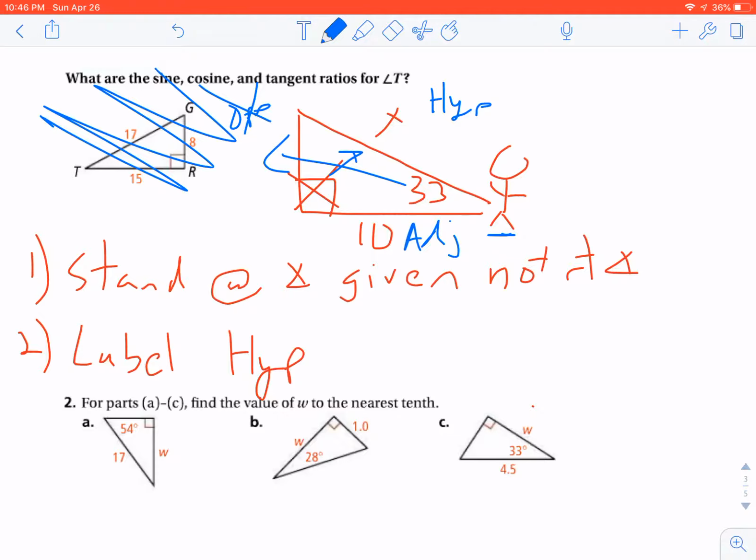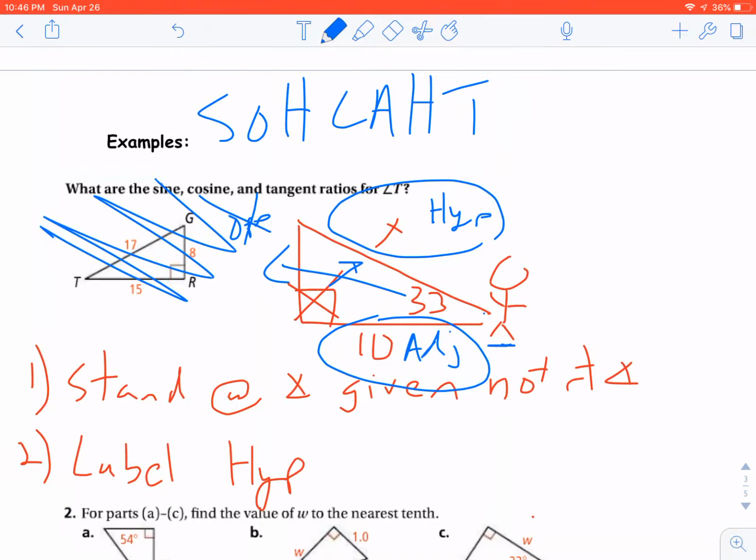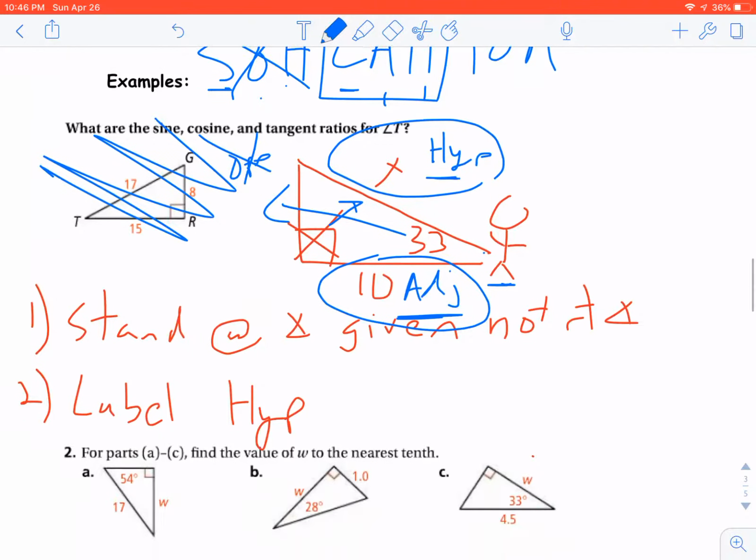So the way I figure out what trig function to use is because I'm standing at the angle that is 33 degrees, I am dealing with the hypotenuse and the adjacent. So as I think back to how SOHCAHTOA is spelled, I'm looking for the trig function that deals with A and H. Well, sine deals with opposite and hypotenuse, so that's not it. Cosine deals with adjacent and hypotenuse. That's the one I want to use. So I'm going to use the cosine function.